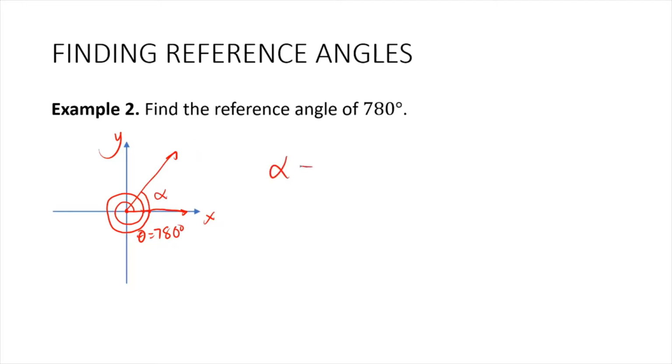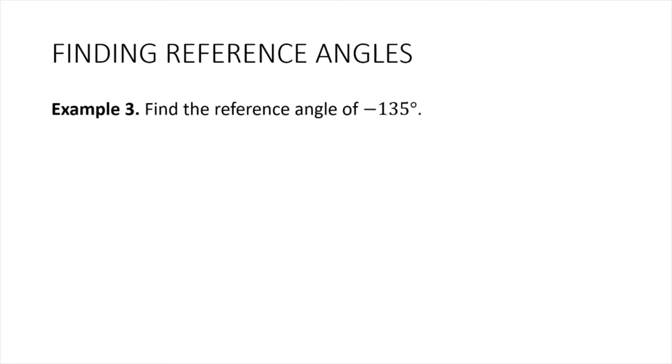So alpha now equals 780 degrees minus 720 degrees. And this will give us 60 degrees. Okay, this is now our reference angle. Next, let's find the reference angle of negative 135 degrees. This time, we are given a negative angle.